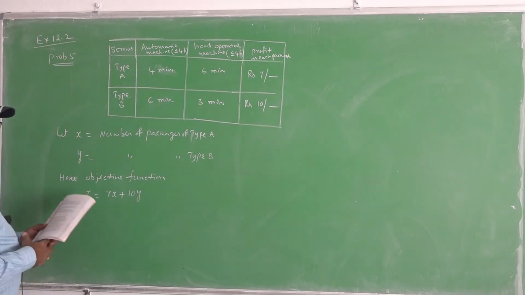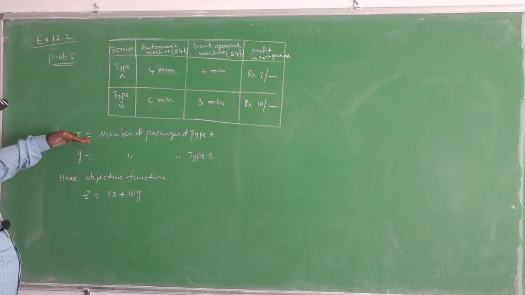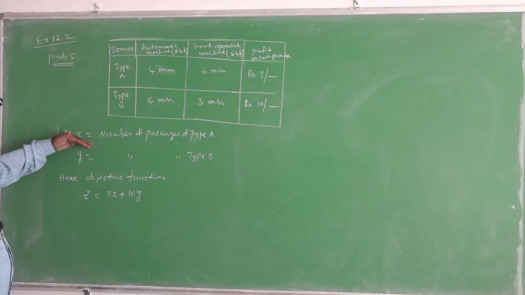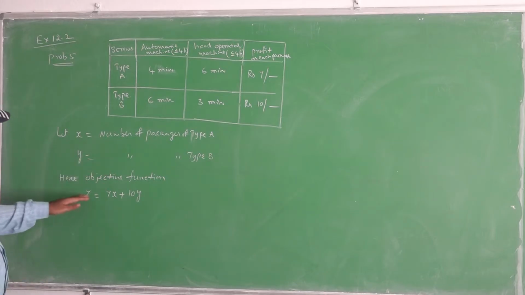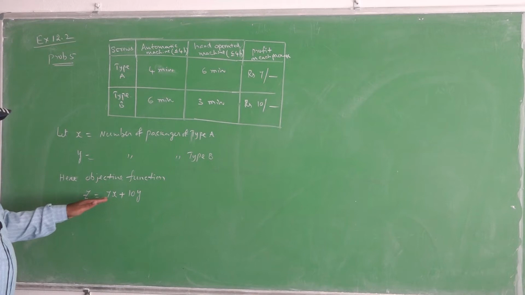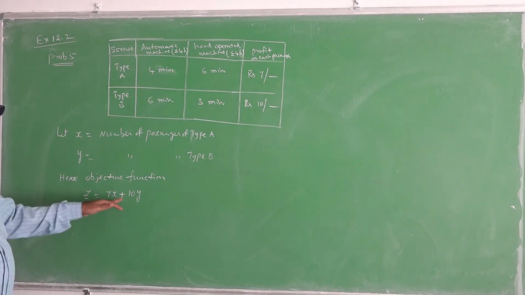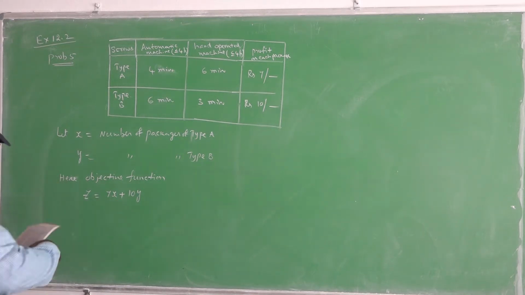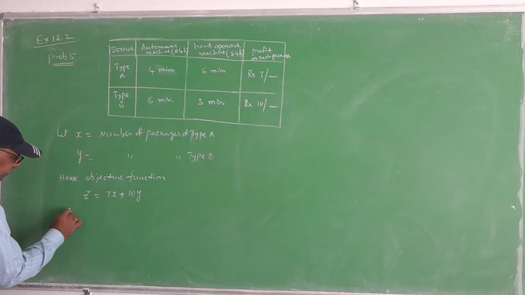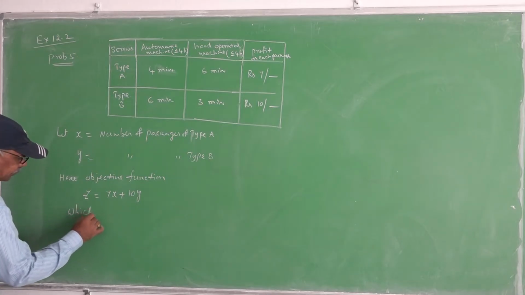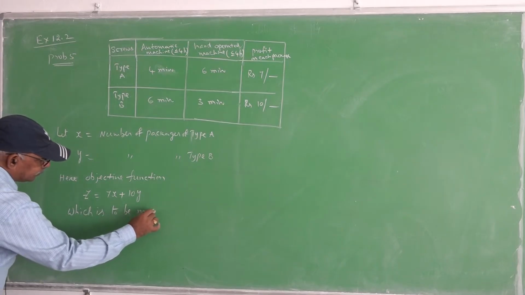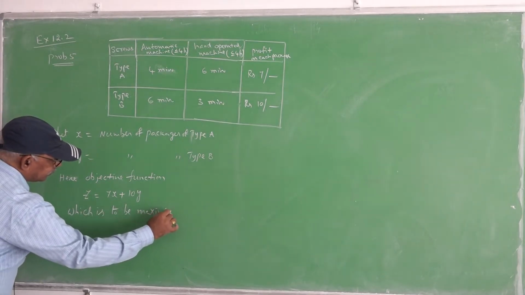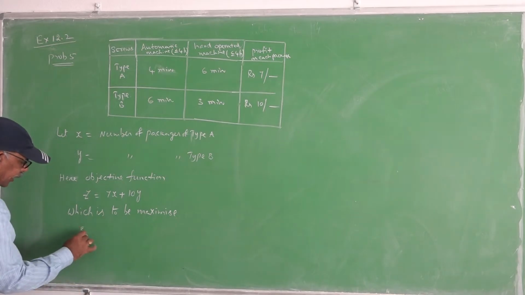Because per day he can manufacture x number of packages of type A and y number of packages of type B, the profit function here is 7x plus 10y, which is to be maximized subject to the conditions.